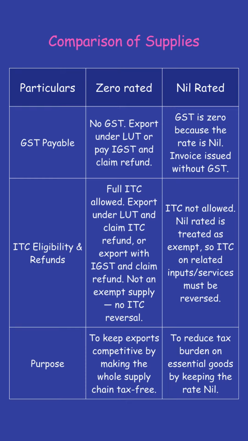Second, ITC eligibility and refunds. In case of zero rated supply, full ITC is allowed. You can export under LUT and claim a refund of unutilized ITC, or export with IGST and claim a refund of the taxes paid. Further, it is not treated as exempt supply, hence no ITC reversal is required.